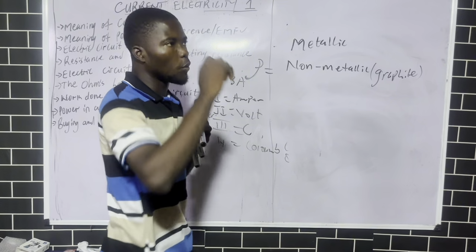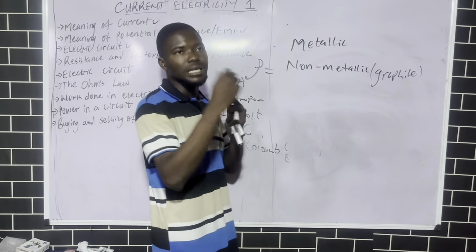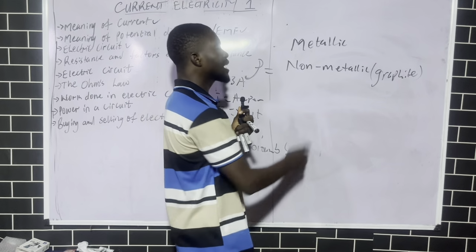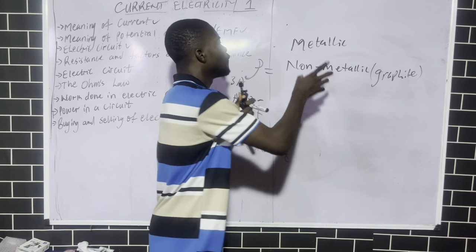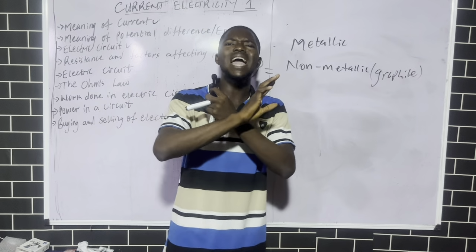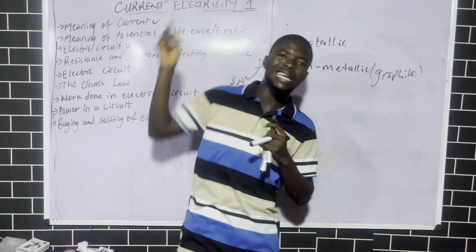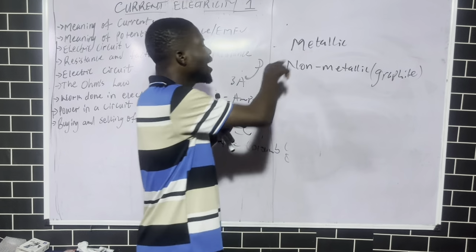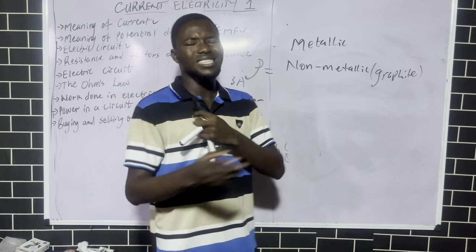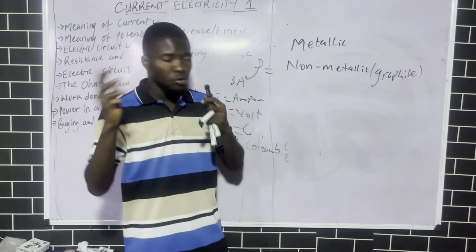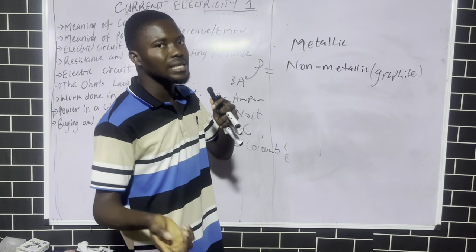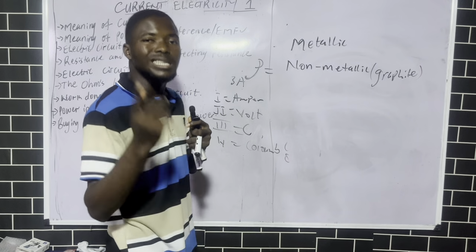So for a metallic conductor, an increase in temperature means an increase in what? An increase in resistance. For a non-metallic conductor, an increase in temperature means a decrease in resistance. That is, for a non-metallic conductor, the relationship between temperature and resistance is inverse. When a relationship is inverse, when one is increasing, the other will decrease. But when it is direct, when one is increasing, the other will also increase. So for a metallic conductor, that is metals like sodium, zinc and all the metals, an increase in temperature increases resistance. For a non-metallic conductor, an increase in temperature decreases resistance.